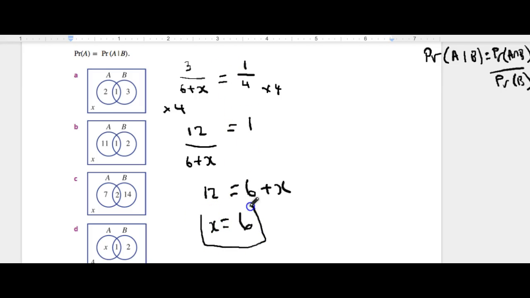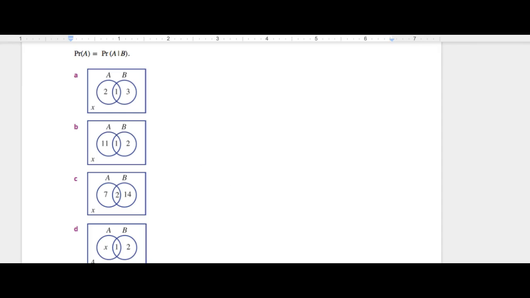And if you need to check, just substitute it back into here, which I just quickly did in my head. So that makes it 3 over 12, which is equal to a quarter. So in the first case, x is equal to 6. All right, moving on to B.